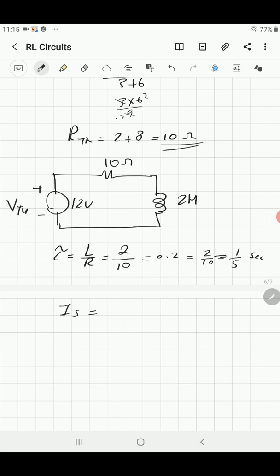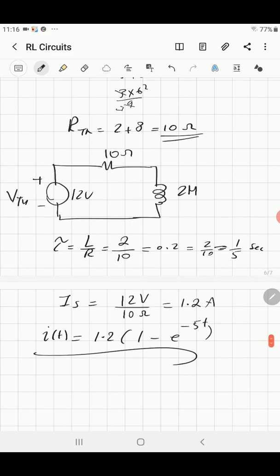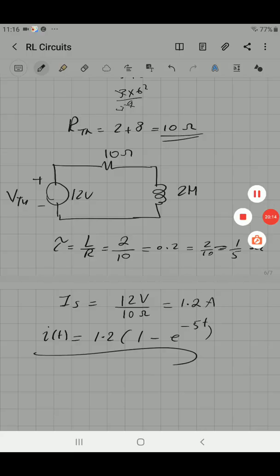What else do you need? You need IS. IS, the steady state, will be the voltage divided by the resistance only. 12 volts divided by 10 ohm will be equal to 1.2 ampere. So if you want to write the equation or the response, I of t is equal to... They didn't mention anything about the initial condition, so I'll assume it to be zero. So it will be IS directly, 1.2 times (1 minus e^(-t/tau)), which is e^(-5t). And it's done. I hope that you understood, and you can go ahead and solve your homework. Thank you for your attention.